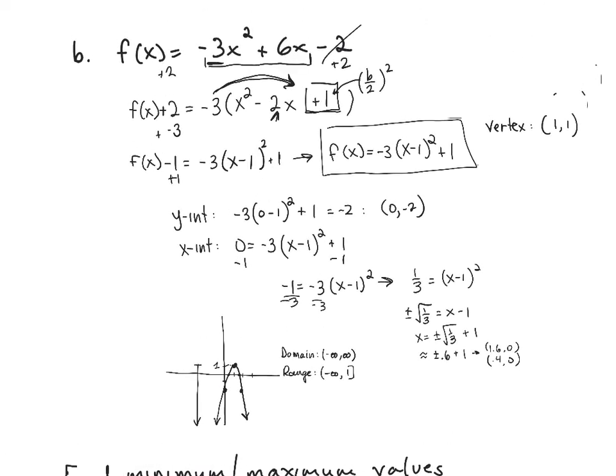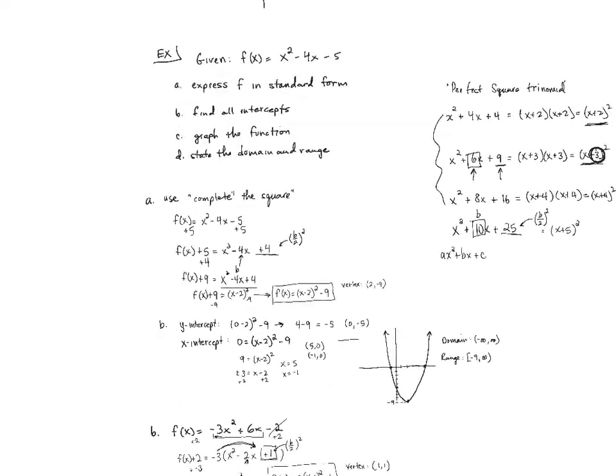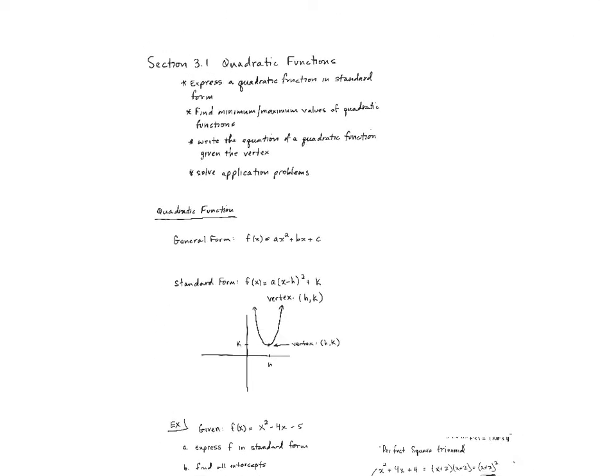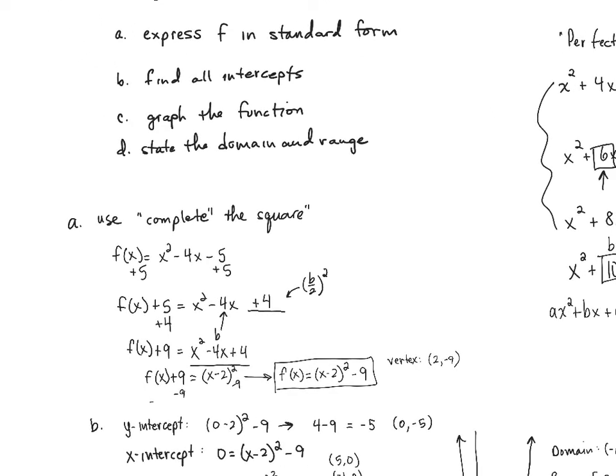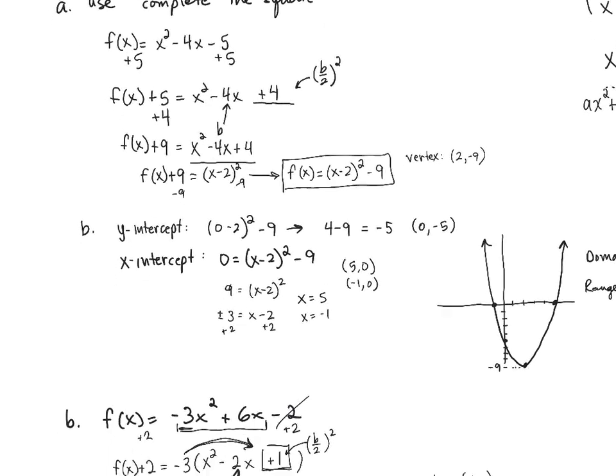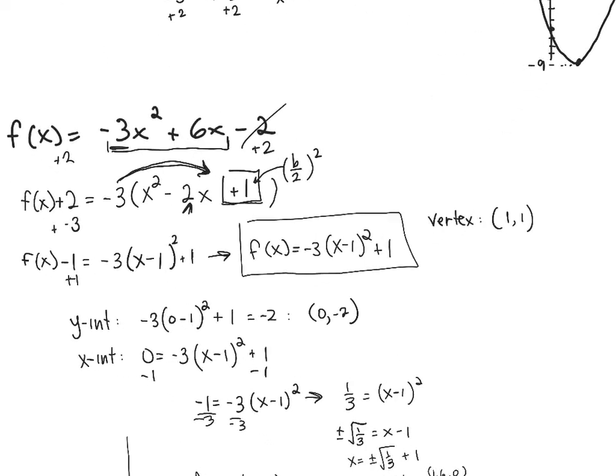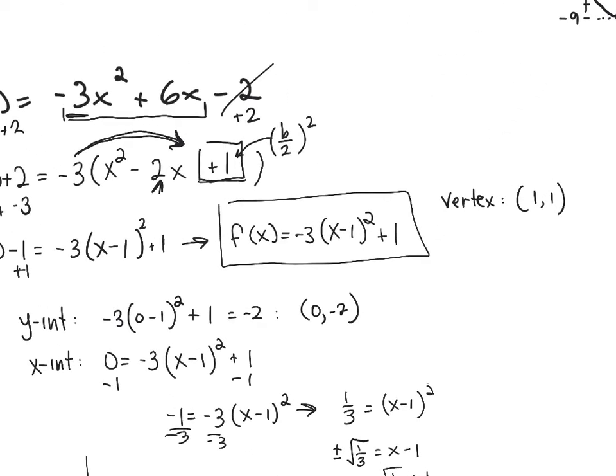So that is our first learning target, which was express a quadratic function in standard form. You can use this method called completing the square to express the quadratic function in standard form. Standard form is also known as vertex form, because looking at the standard form equation, we can tell immediately what the vertex is.